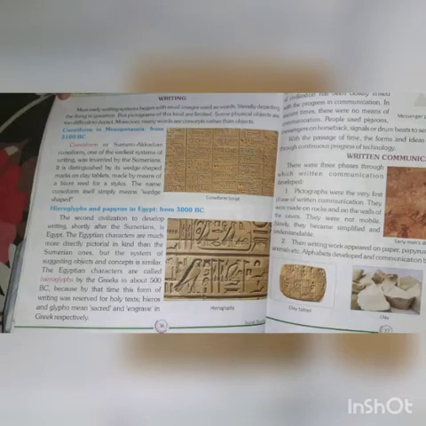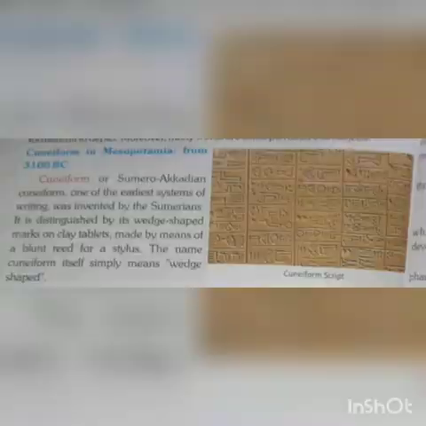Then there are two very important forms of writing, very ancient forms of writing. First is cuneiform in Mesopotamia. This is one place, Mesopotamia, where this cuneiform writing was used, and another one is hieroglyphs and papyrus in Egypt. The other place is Egypt. Here these hieroglyphs and papyrus were used. So let's discuss them in detail.